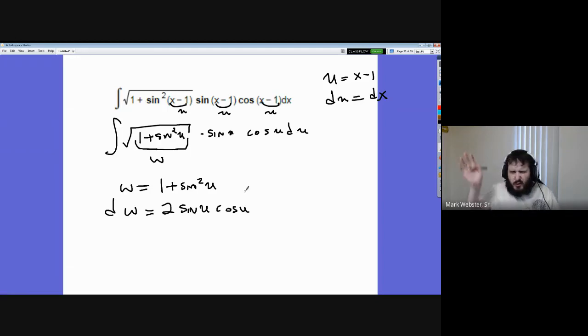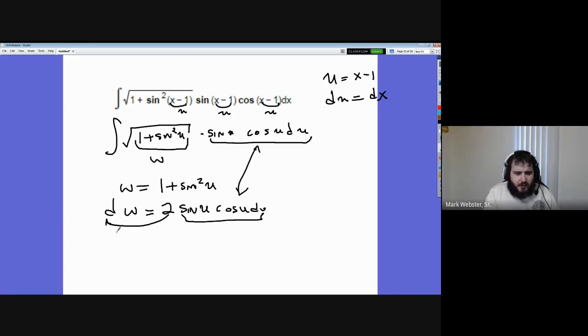There was like a really cool trig identity that you could use to make all this simpler looking, but this is just as easy. Because look, I've got the sine u, cosine u, du right here, and then just like an extra 2. So here's this, here's this. Let's get everything to the other side. So then I can take this and I can replace it with half dw. So look what I have left.